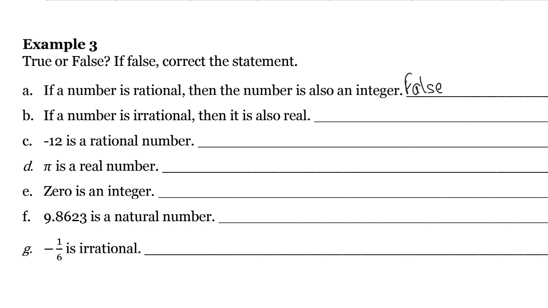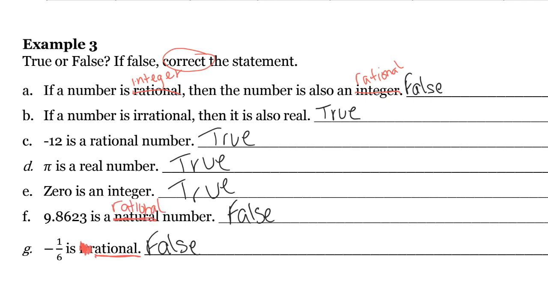And then they want you to fix it. How do you think this sentence would work? I would think it works if we flip rational and integer. If we put, if a number is an integer, then the number is also a rational number. Right? Would that make it true? Yes, right? So try the next 6, make sure you're correcting the statement. All right, so pause and try this on your own.